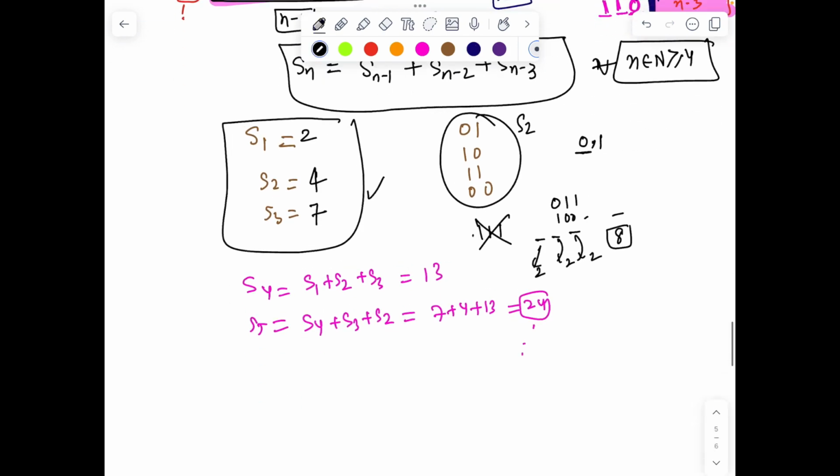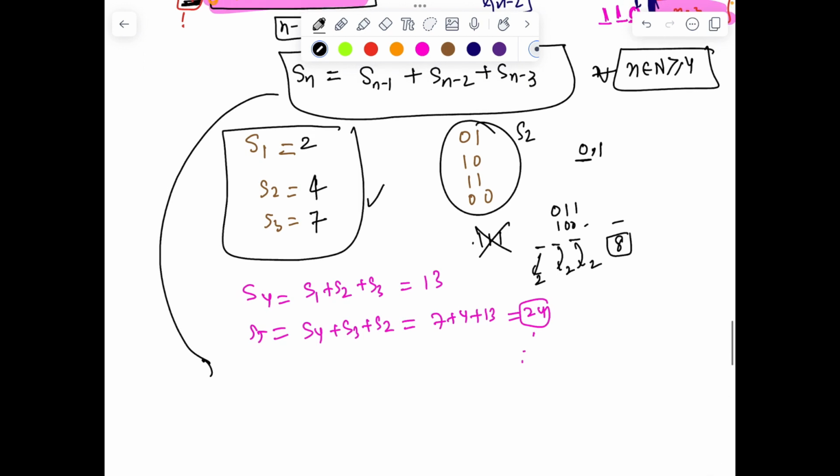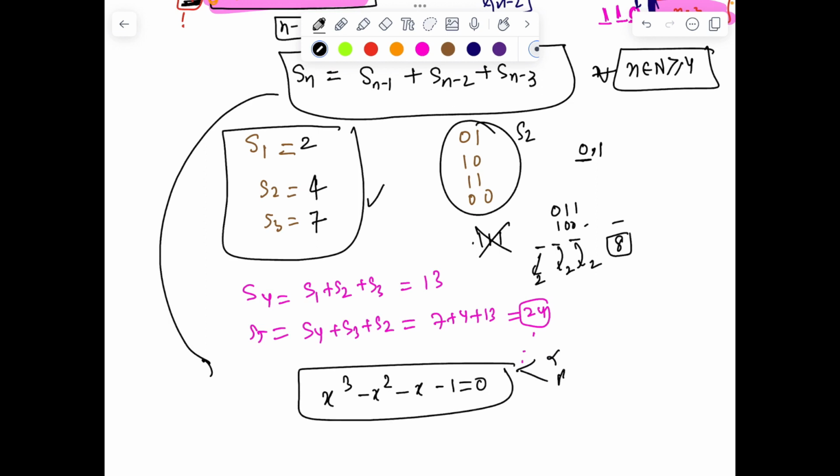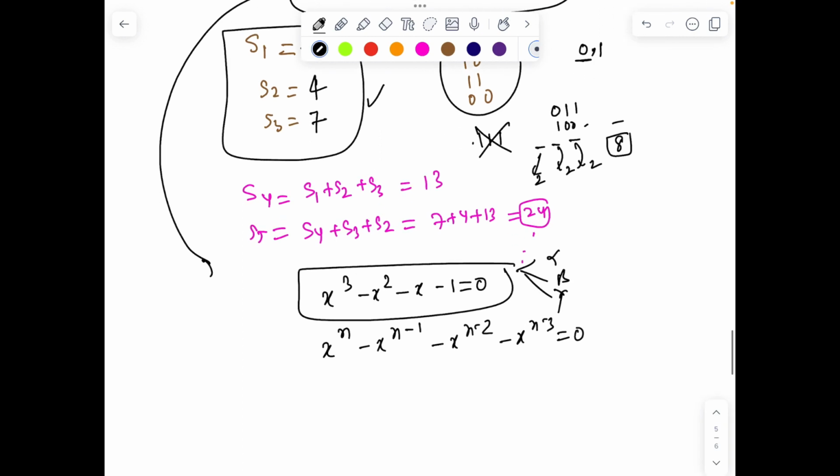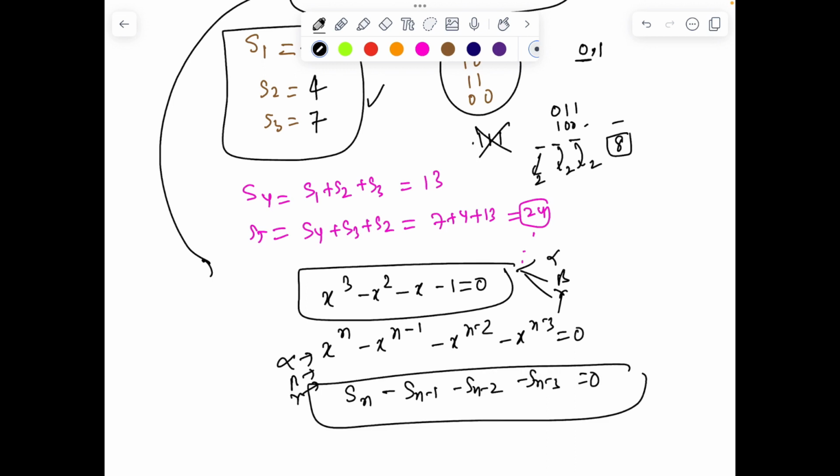Now again, a JEE paper will be very smart. They can give you a recurrence like this: alpha, beta, gamma are the roots of the equation x cube minus x square minus x minus 1 equals 0. If this has alpha, beta, gamma as roots, then clearly if we multiply with x to the power n minus 3, we'll get x to the power n minus x to the power n minus 1 minus x to the power n minus 2 minus x to the power n minus 3 equals 0. And since alpha, beta, gamma satisfy it, keep alpha, beta, gamma and add. So we'll get Sn minus Sn minus 1 minus Sn minus 2 minus Sn minus 3 equals 0.